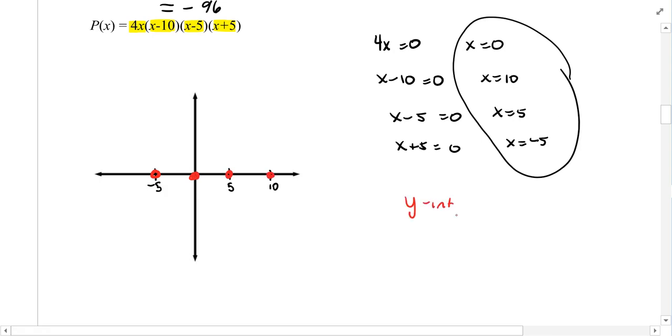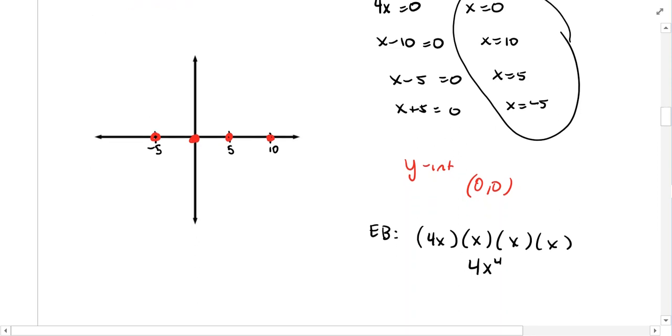Now, my end behavior. We have 4x times x times x times x. They give me 4x to the 4th, even degree and positive. So my end behavior is up, up. This side goes up, this side goes up, and then in between I'm going to kind of make a W-ish.